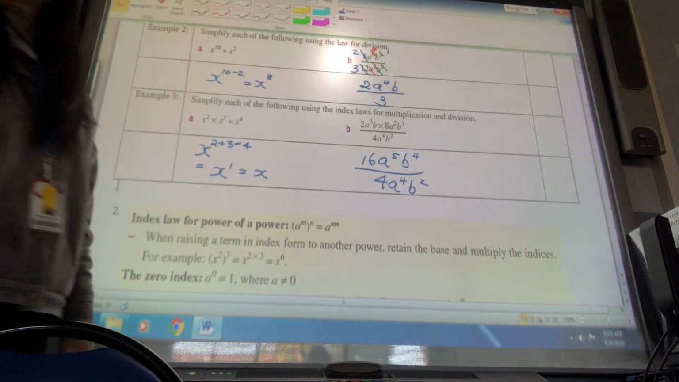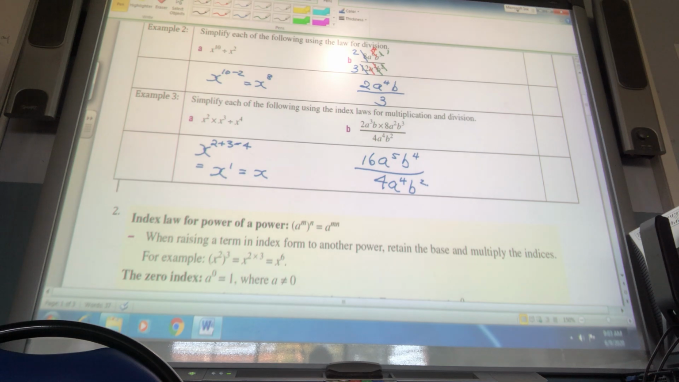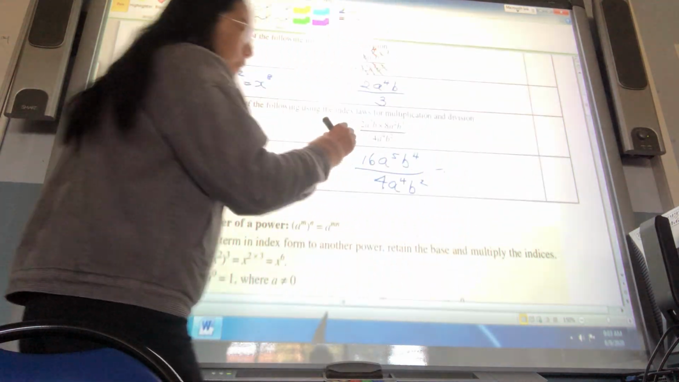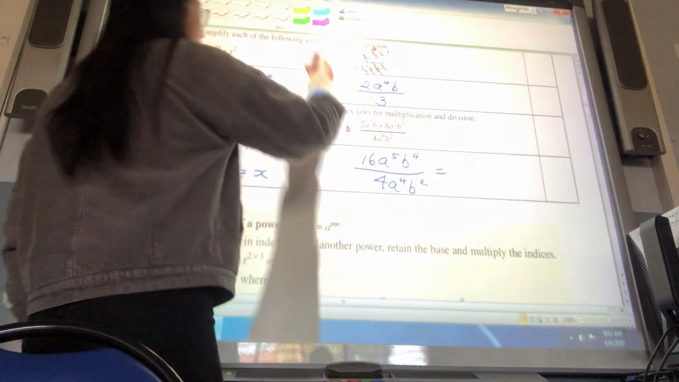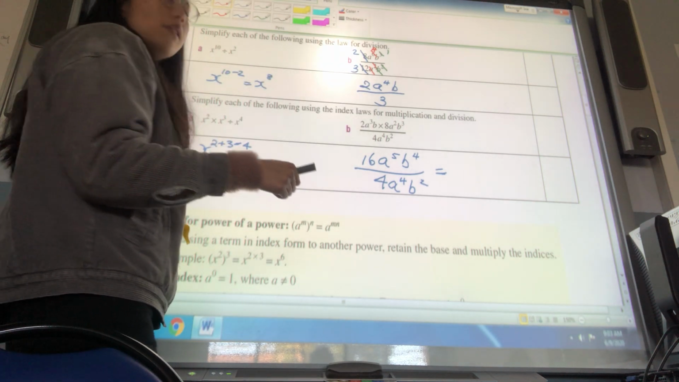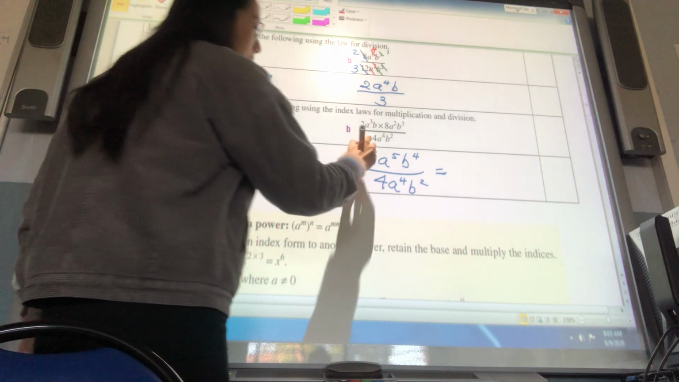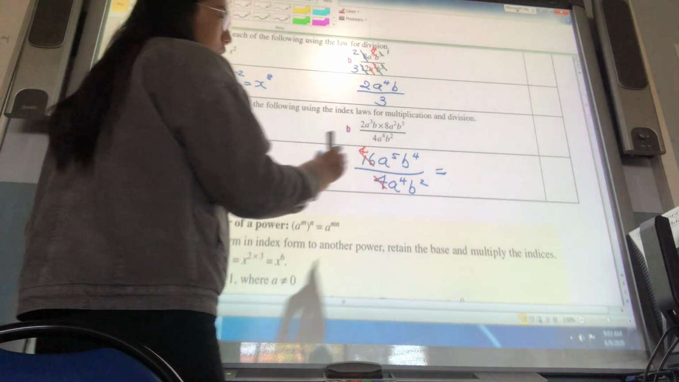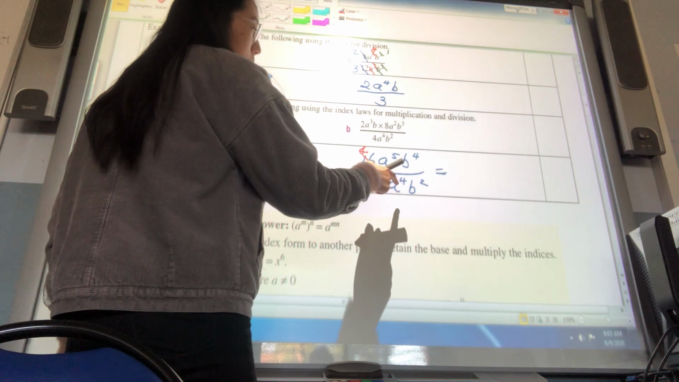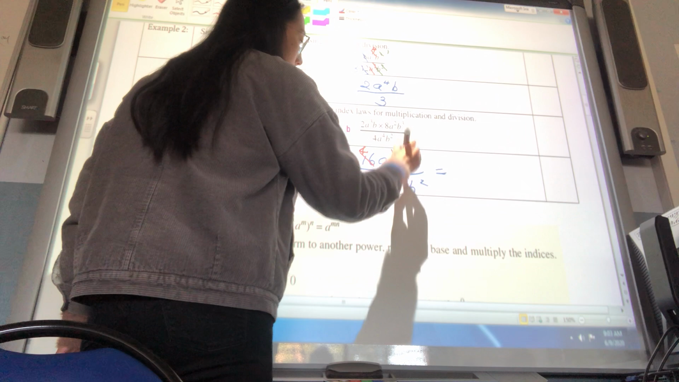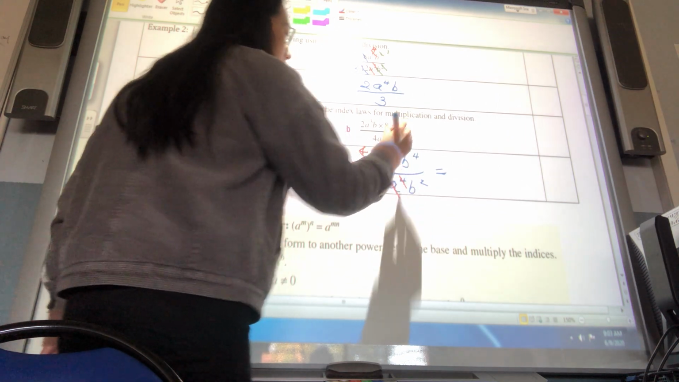Would it be 4ab squared? I haven't finished yet. Next, I just have to cross out the like terms, right? So can you tell me how to do it, Sarah? You divide 16 by 4. You get 4. And you minus a to the power of 5 and a to the power of 4. So you minus the powers, right? 5 minus 4, you get 1. And it goes on the top.